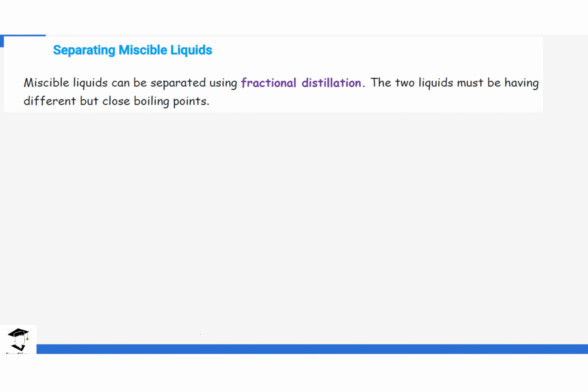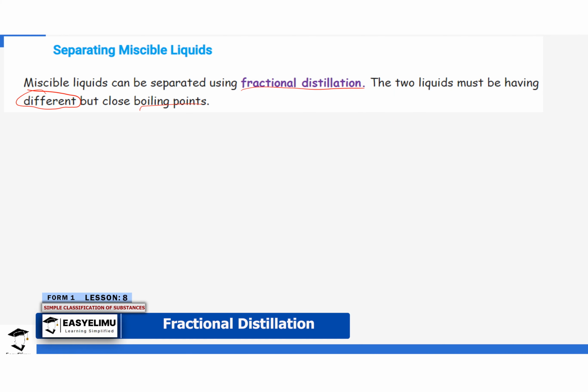So first, let's look at miscible liquids. Miscible liquids are liquids that usually mix completely. They can be separated using fractional distillation. And the key thing to note with these liquids, they need to have different boiling points. They need to be different. But not only just different, they also need to be close.